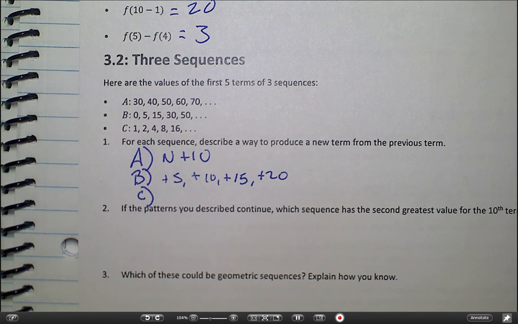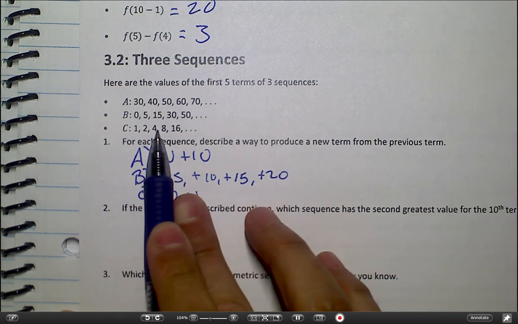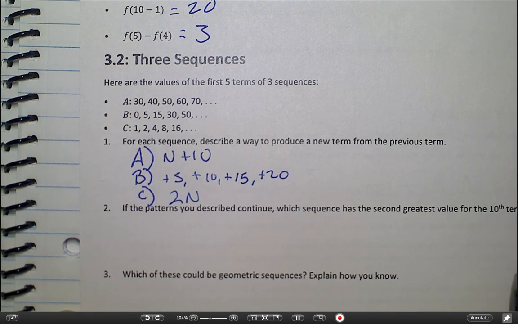Thank you. All right, so let's take a look at part C. On C, which one's that going to be? Times 2, right? So it would be n times 2? Or 2n, right? So it would be times 2, times 2, times 2. Okay, that fits. Okay, that's a way to do it.